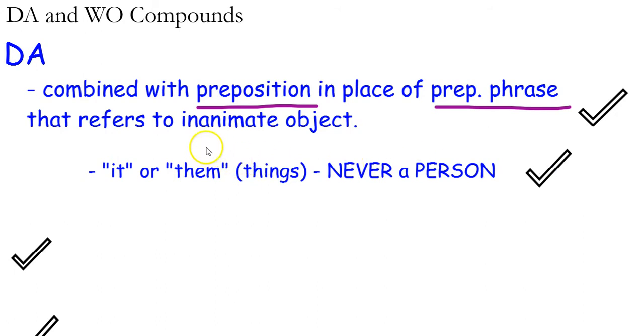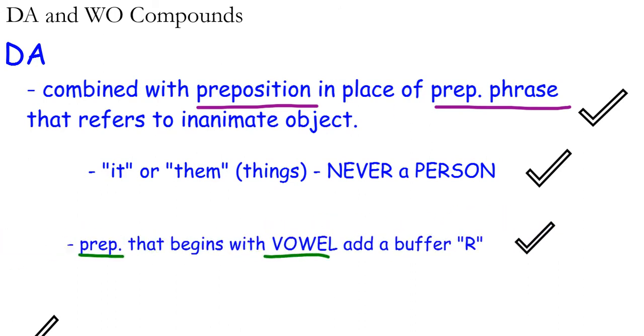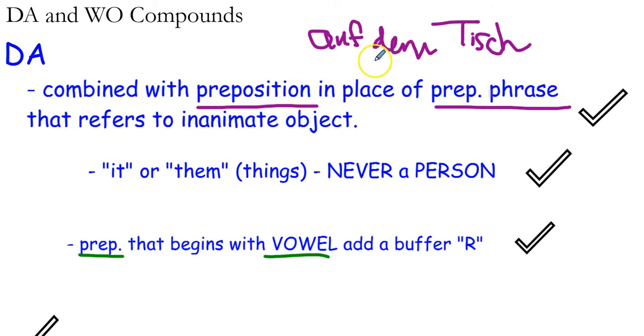Because it's talking about an inanimate object, it can't be a person. So it has to be an "it" singular or a "them" plural. So when we combine da with a preposition, we will simply put the words together. If I said something is auf dem Tisch, something is on the table, I can say something is on it. Now remember, Tisch is not a person. It is an inanimate object, so that's why I can use it.